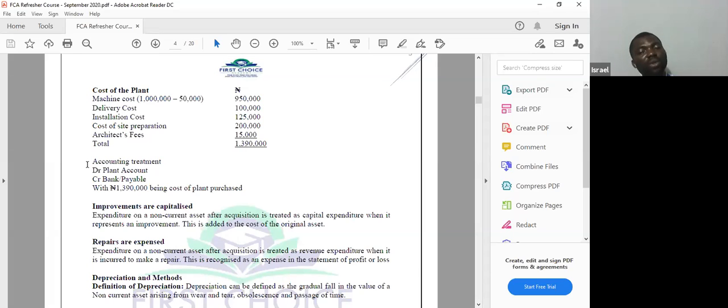The other one we have is accounting treatment. So how do you treat them? The accounting treatment is about the entry for having purchased a plant. It's very simple. The plant account is an asset account, and whenever an asset account increases, you debit the account. But whenever it decreases, you credit the account. Since we are purchasing a plant, the plant balance will increase, so we debit it.